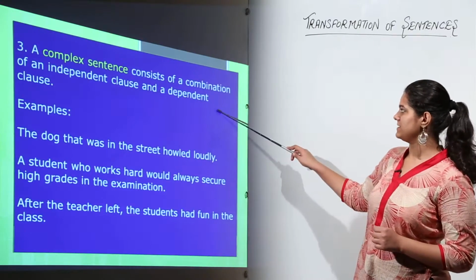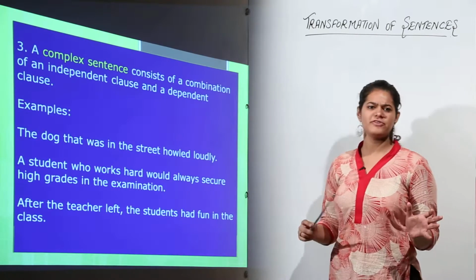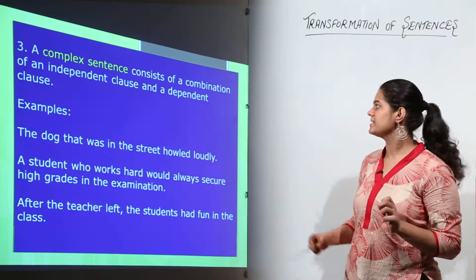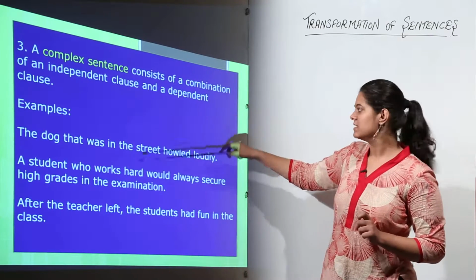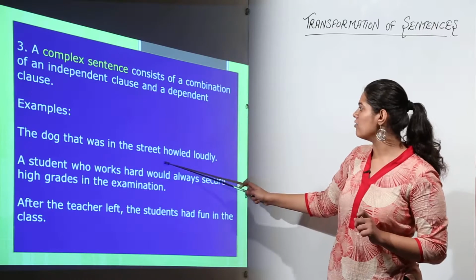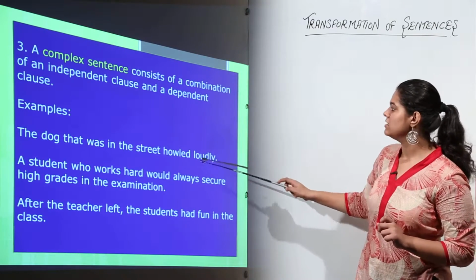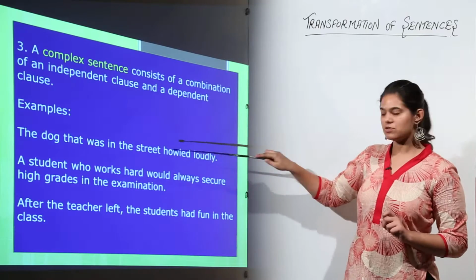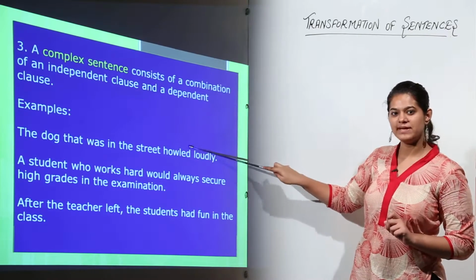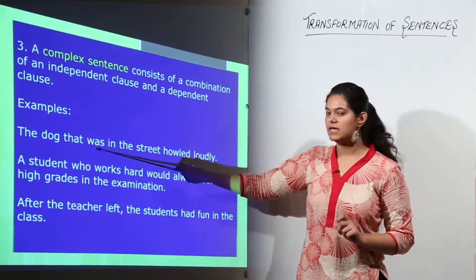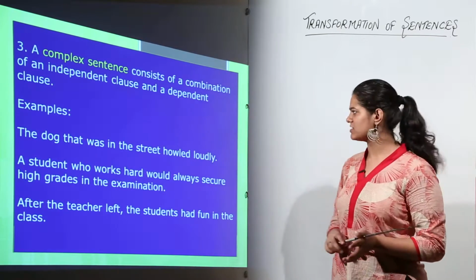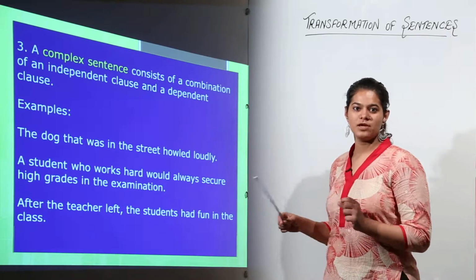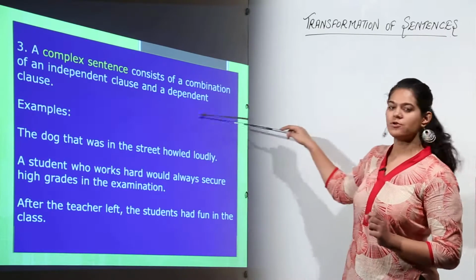Next is a complex sentence. This is a combination of an independent sentence and a dependent sentence, right? So let us see the examples. The dog that was in the street howled loudly, right? So when we say the dog howled loudly, this sentence is actually dependent on the first sentence. This might have been two sentences such as, the dog was in the street, the dog howled loudly, right? So this has been put together.